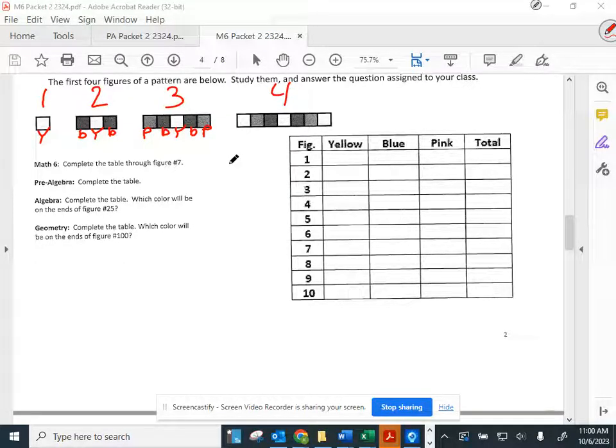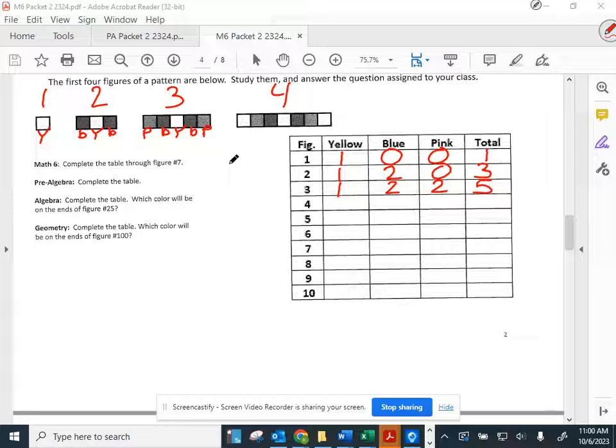How many yellows are there? How many blues are in figure 1? Zero. How many pinks? 0. So how many total blocks? 1. Look at figure 2. How many yellows are there? How many blues? 2. How many pinks? 0. How many total? 3. Now look at figure 3. How many yellows? 1. How many blues? 2. How many pinks? 2. How many total? 5.